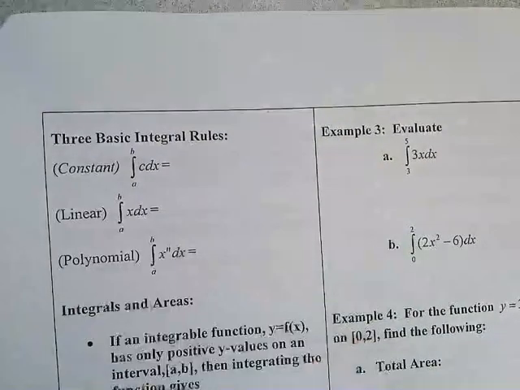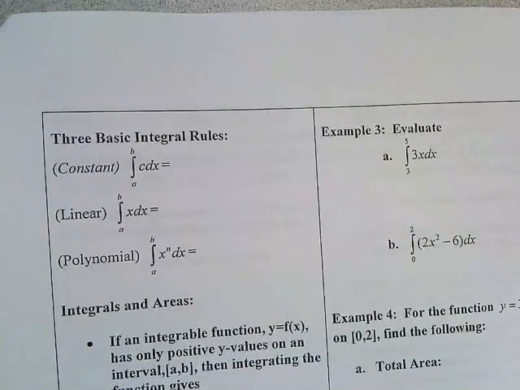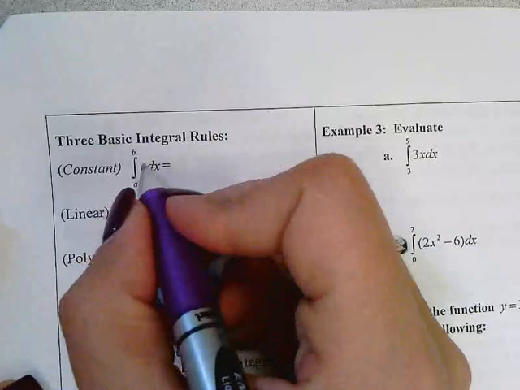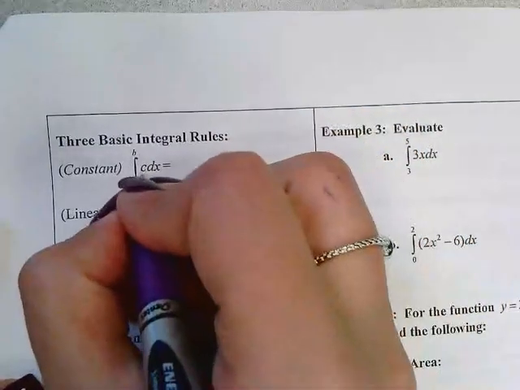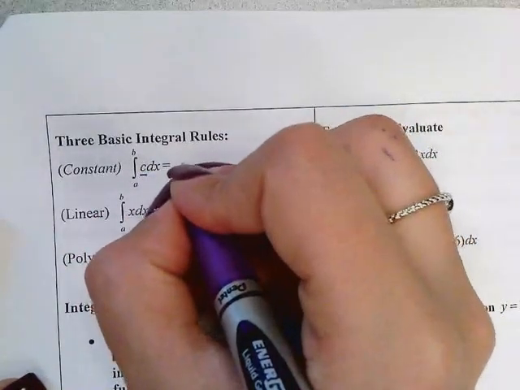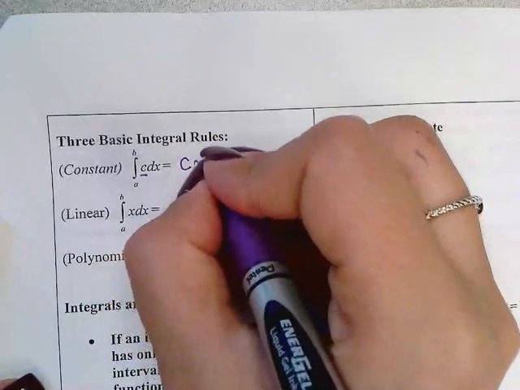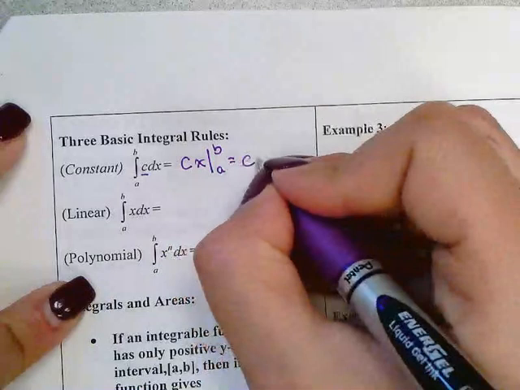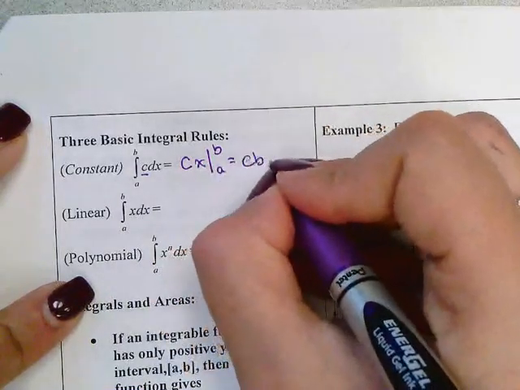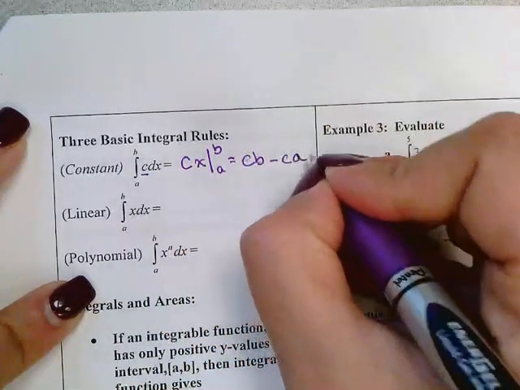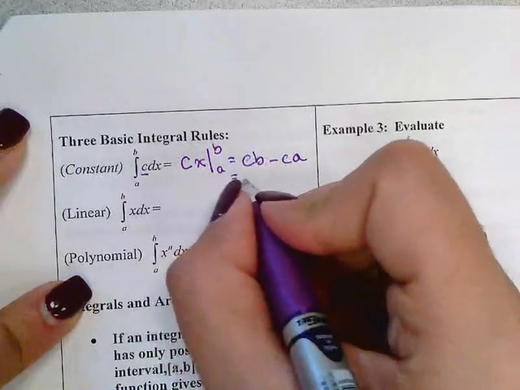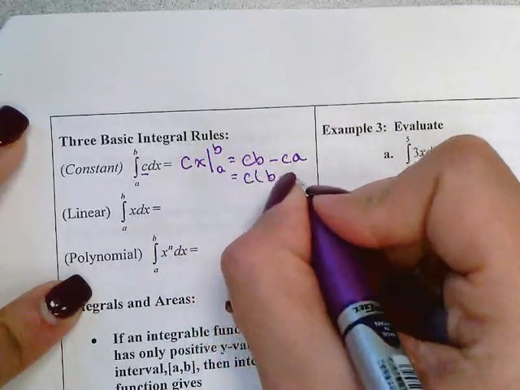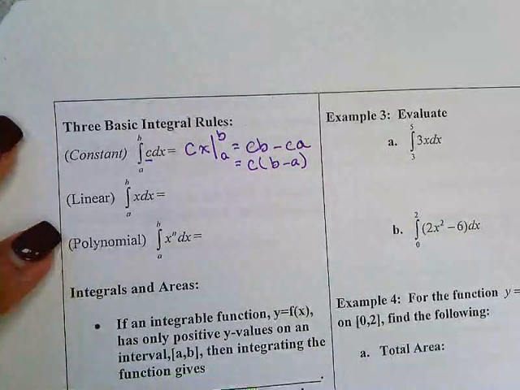So, 3 basic integral rules. We've kind of already done this. Okay, we did this in the last section. If it's a constant, that means if you take the integral of c, you end up with cx from b to a, which is the same thing as saying c times b minus c times a. And then of course you can factor out a c and you end up with c times (b minus a).